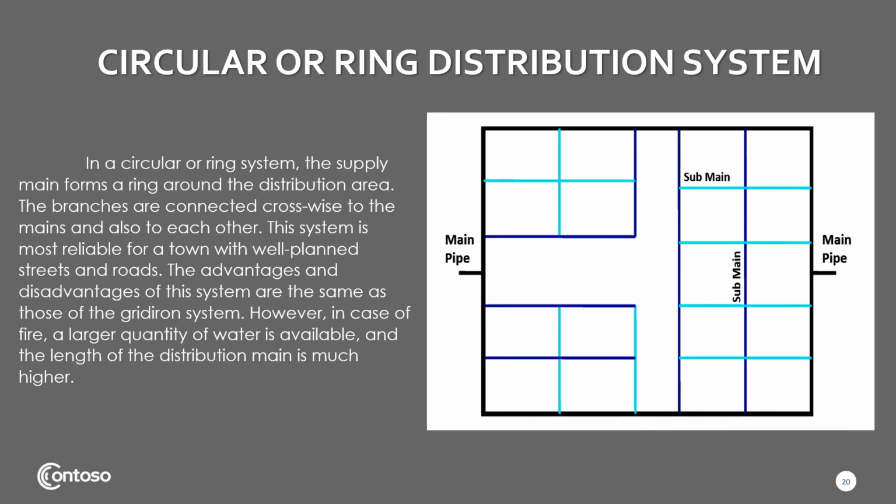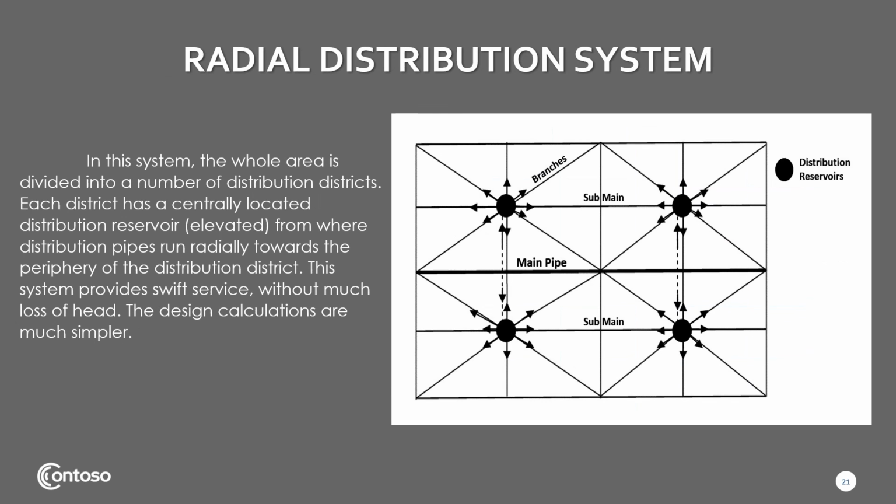However, in case of fire, a larger quantity of water is available, and the length of the distribution main is much higher. The last one and the fourth one, radial distribution system. In this system, the whole area is divided into a number of distribution districts. Each district has a centrally located distribution reservoir, from where distribution pipes run radially towards the periphery of the distribution district. This system provides swift service without much loss of head. The design calculations are much simpler.